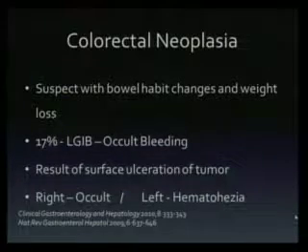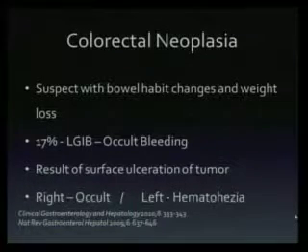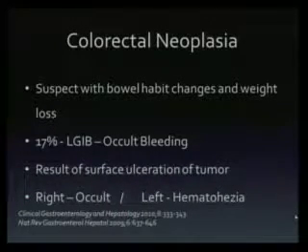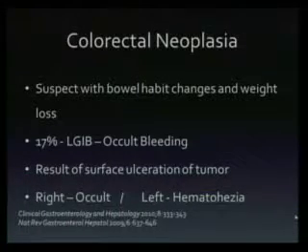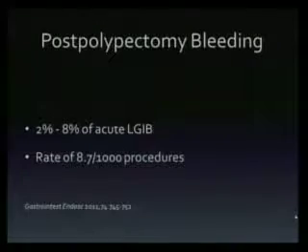Other reasons why you may have bleeding are colorectal neoplasia. You suspect that in somebody who has bowel habit changes and weight loss. It's seen in about 17% of individuals who have occult GI bleeding as the reason for their lower gastrointestinal bleed. And oftentimes it's the result of a surface ulceration of the tumor. The tumor becomes necrotic, it erodes, it becomes irritated, maybe an NSAID gets taken, and subsequently leads to bleeding. If you look at tumor presentation in the colon, the right side tends to be more of an occult type of bleeding, while the left tends to be more bright red blood or hematochezia.